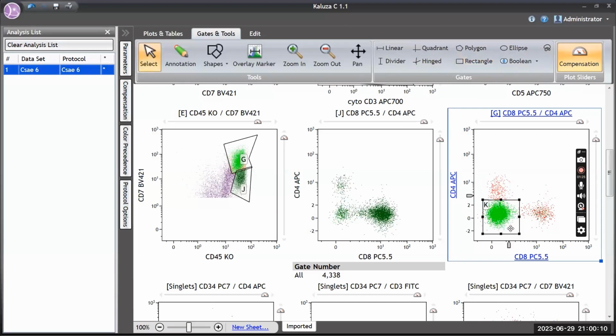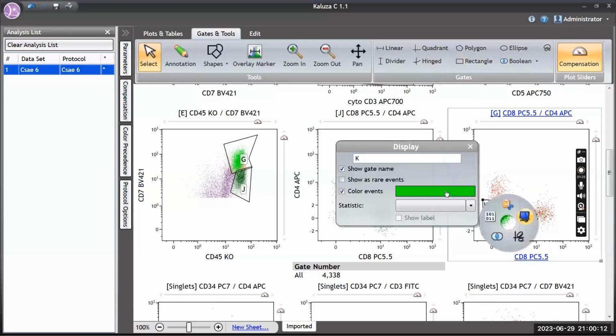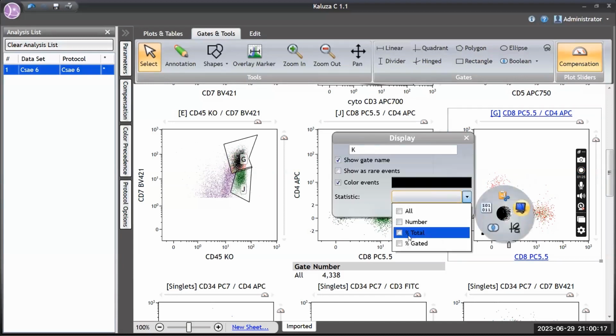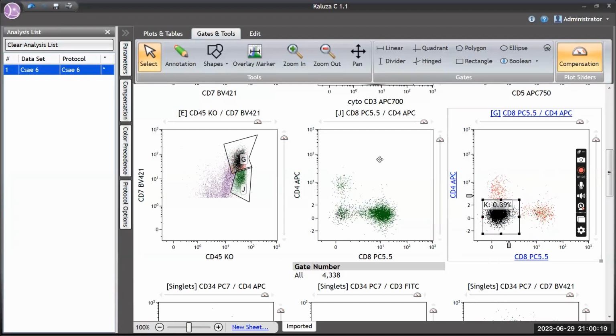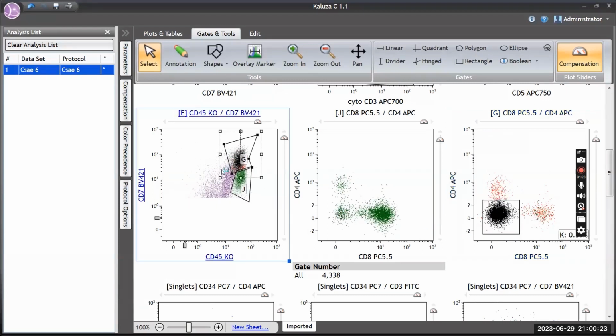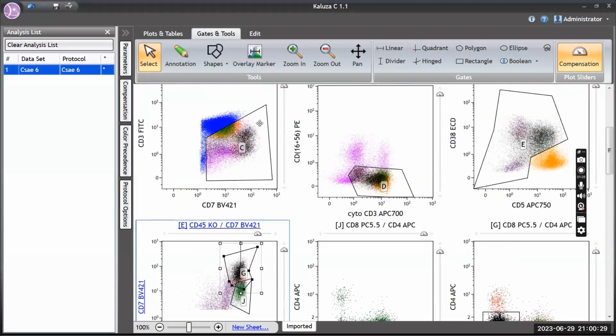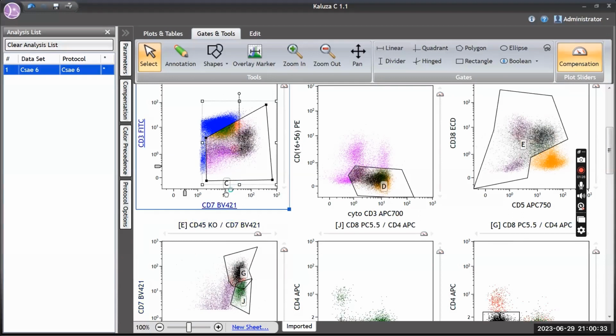So this is gated. Let me give a black color to this and check with the percentage. It's 0.39% MRD. So try to open up the gates and then we can purify. You can see that this is beautifully positive. See, this is the pattern that I told you.